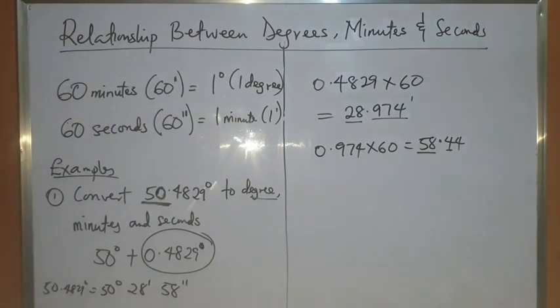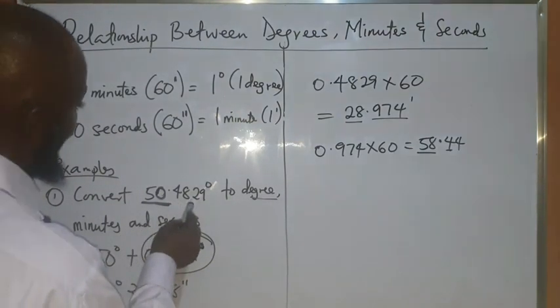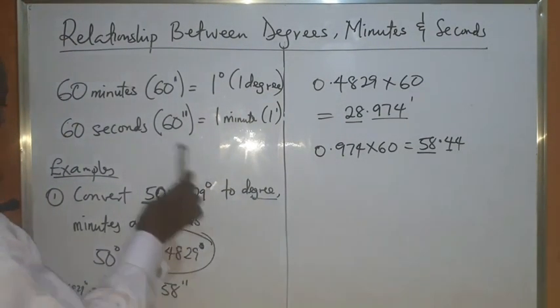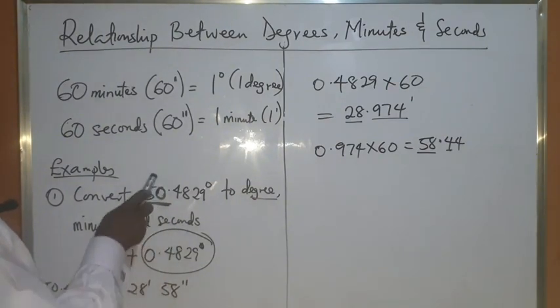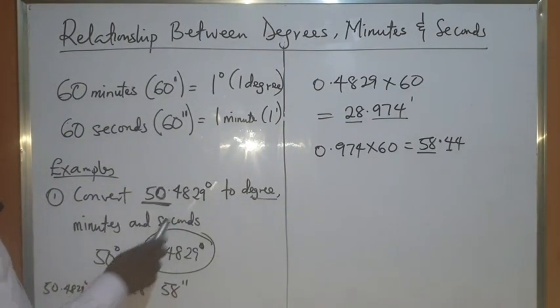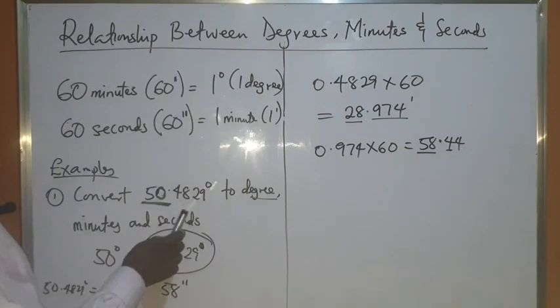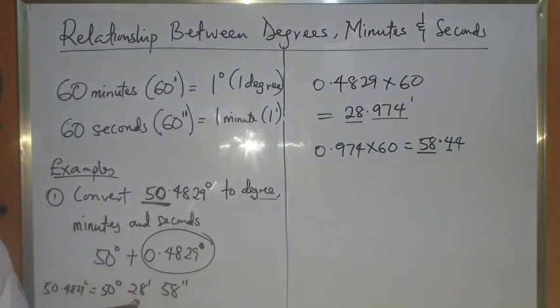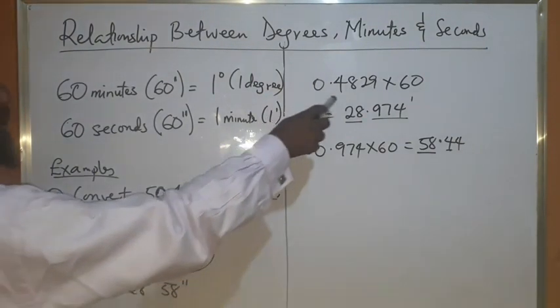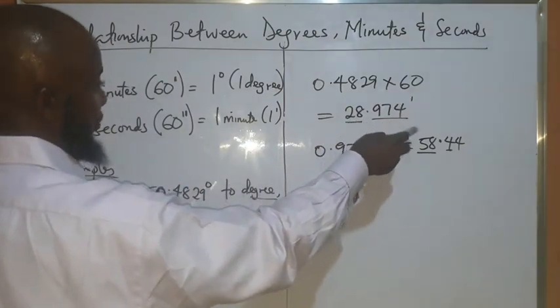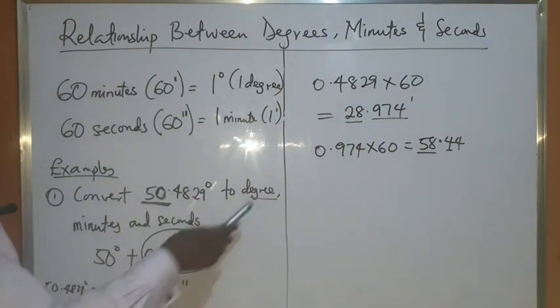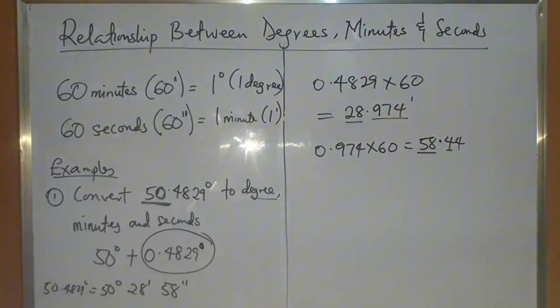So that is that on that one. To convert from degrees to degrees, minutes and seconds: the whole part is the degree part, while the decimal part is converted to minutes. Then the decimal part of the minutes is converted to seconds. That will give you the final answer. So that is the first example.